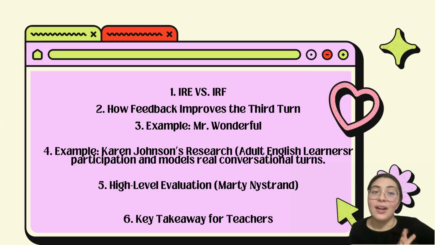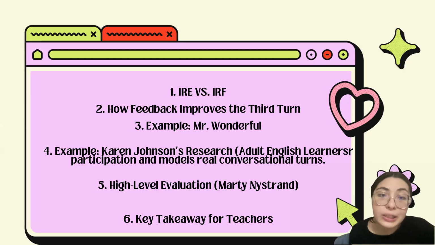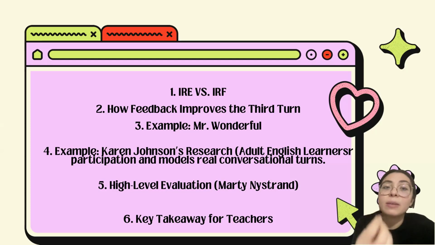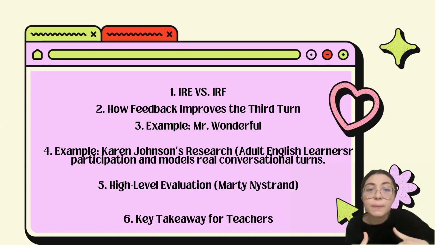And we have Karen Johnson's research on adult English learners. In a conversation about a movie, the teacher uses feedback to validate the student's answer. For example, okay, that's a good movie, and expands it into natural conversation. Oh, that was about a little boy inside a big man, wasn't it? Like this helps sustain learners' participation and models real conversational turns.